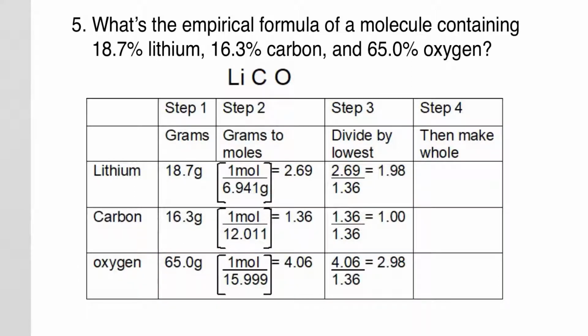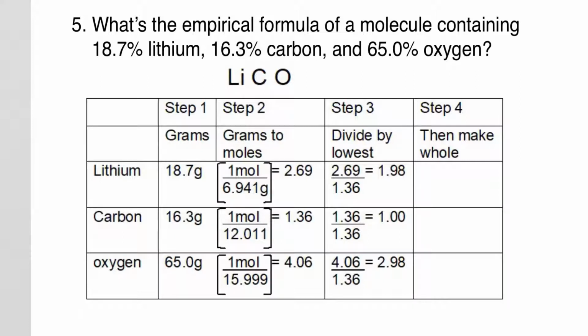Now I've divided by the lowest number because my subscripts that go here and here and here have to be whole numbers that are greater than 1. So if I divide by the lowest number, I get a number 1 and then numbers that are greater. So I can compare them.